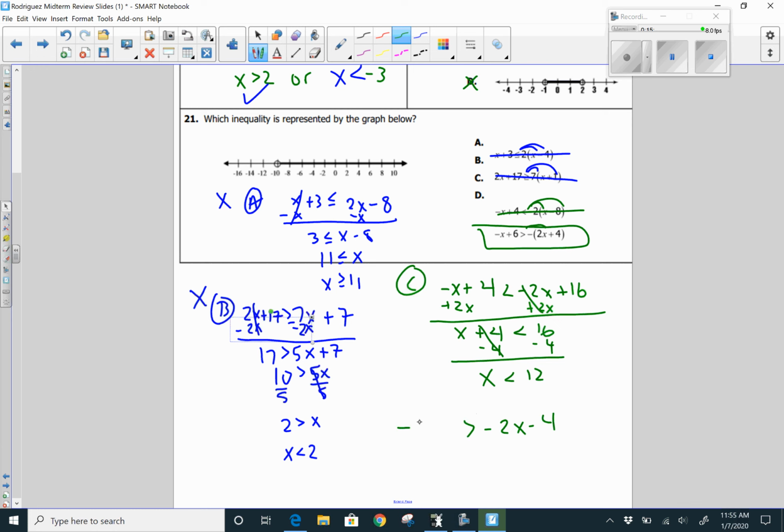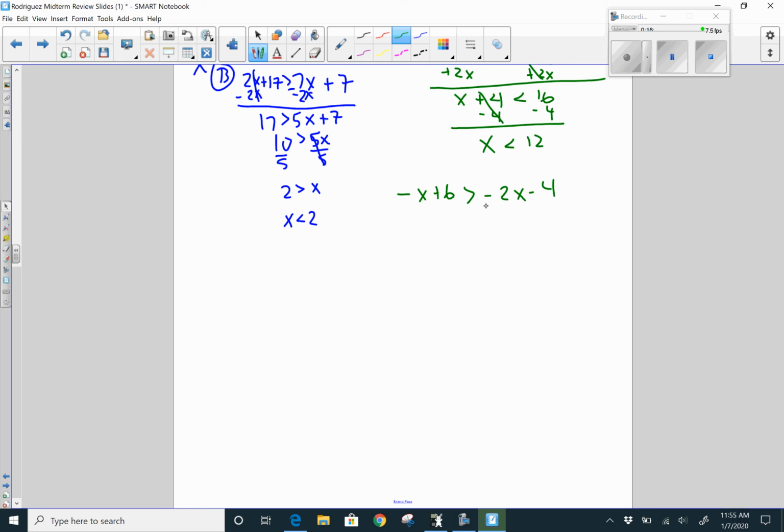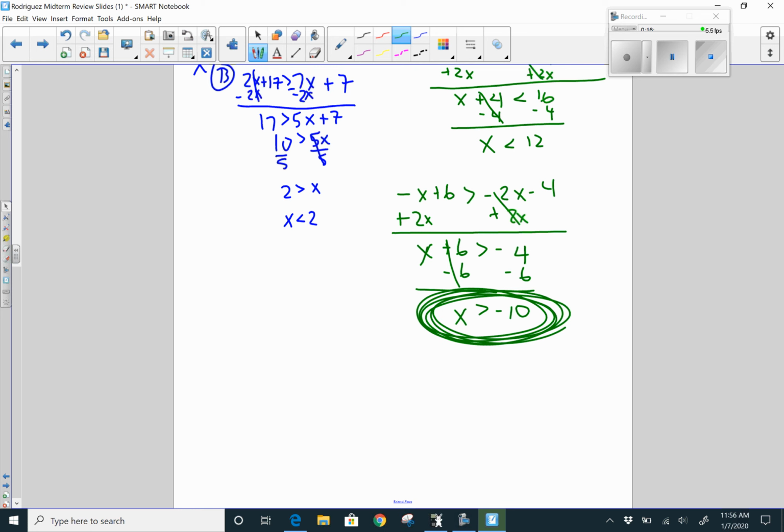There's a greater than symbol. Everything else again to the left, I'm just going to bring down. I want to get the x's, again, keep it positive. So I'll add that 2x, add 2x to both sides. So this cancels out. X plus 6, this looks promising, is greater than negative 4. Okay, so to get the x by itself, I subtract 6 from both sides, and look, x is greater than negative 10. Ding, ding, ding!